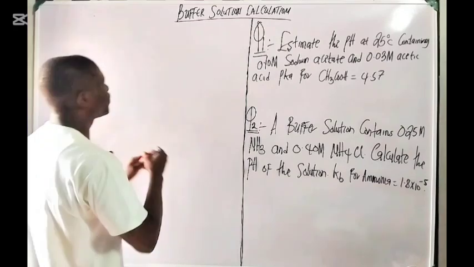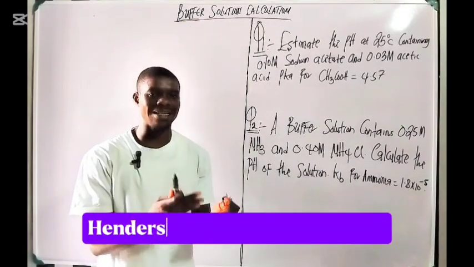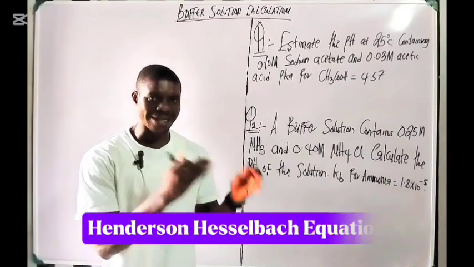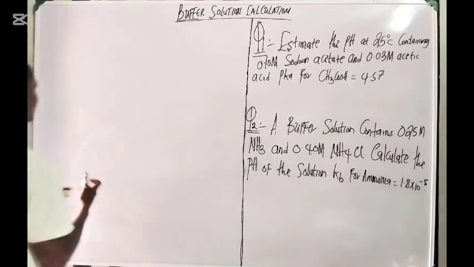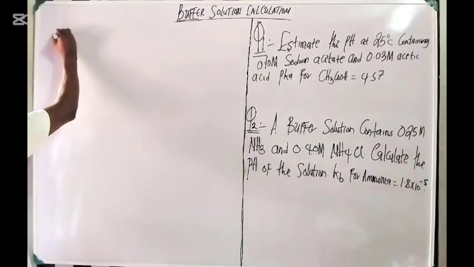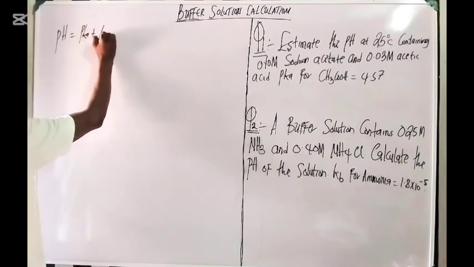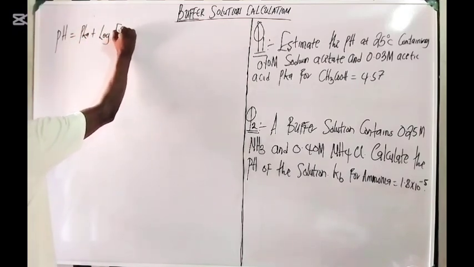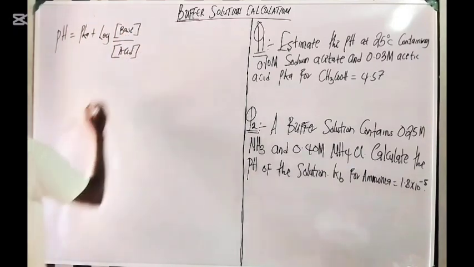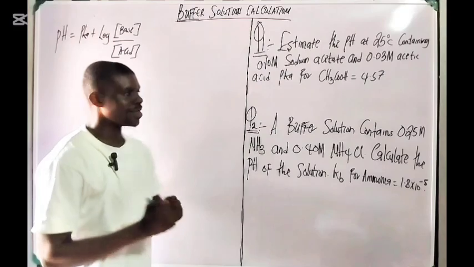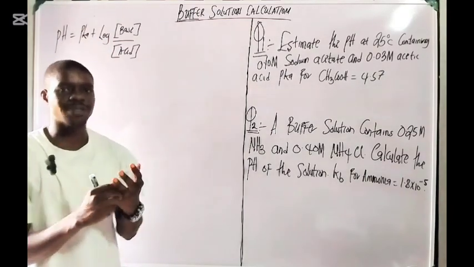Now, when you talk about a buffer solution, the formula to calculate the pH of a buffer solution is called the Henderson-Hasselbalch equation. And what is the Henderson-Hasselbalch equation? pH equals pKa plus log of the concentration of base over the concentration of acid. Let me explain. This is the general equation to solve for the pH of a buffer solution.